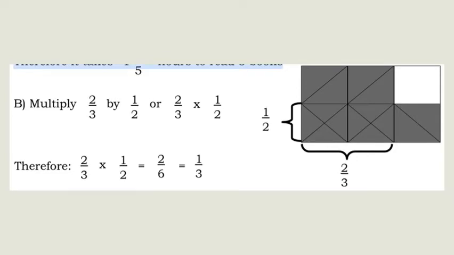Letter B, let us multiply 2/3 by 1/2, or ito, 2/3 times 1/2. Dito po, explain natin yan doon sa susunod na learning task kung paano po yan nakuha.